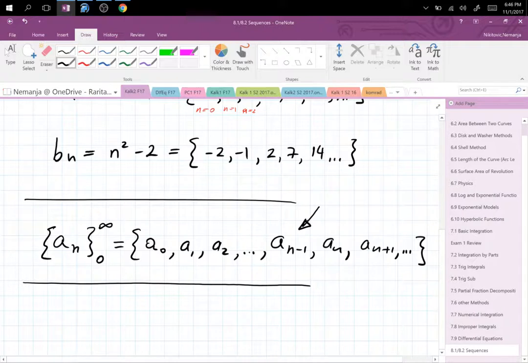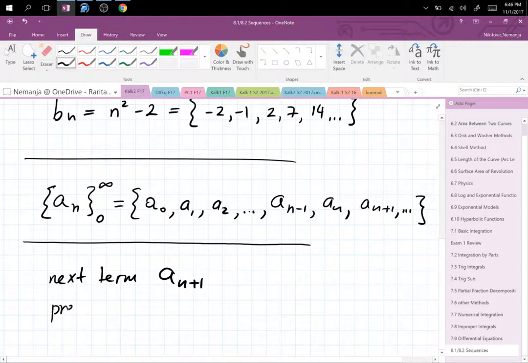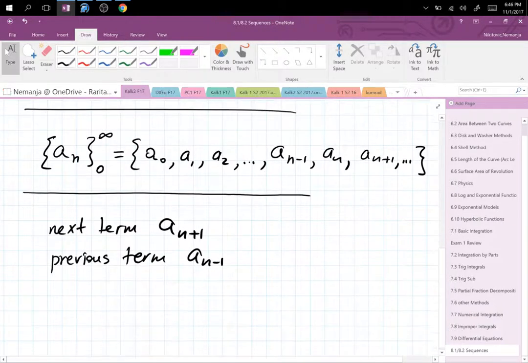So this guy over here is known as the previous term. This is the nth term. This is the next term. So we can always say the next term is a(n plus 1), and the previous term is a(n minus 1). So we need those concepts.